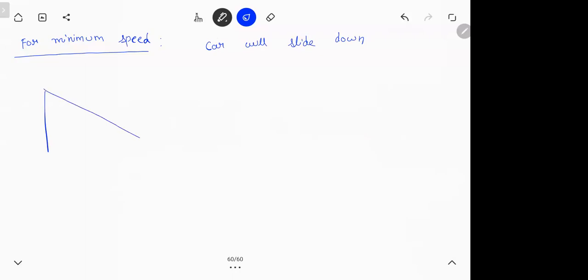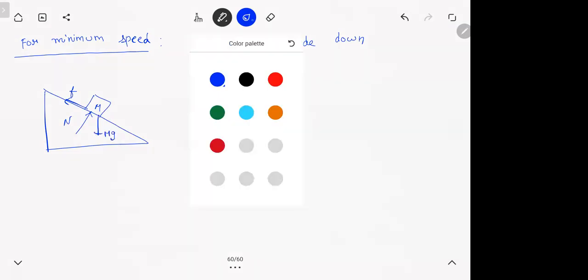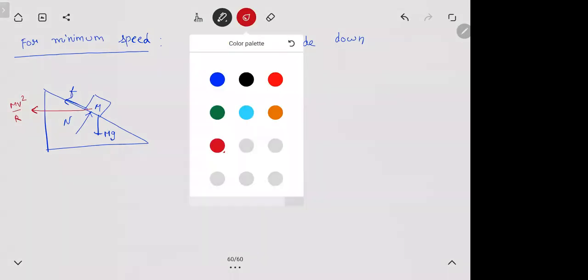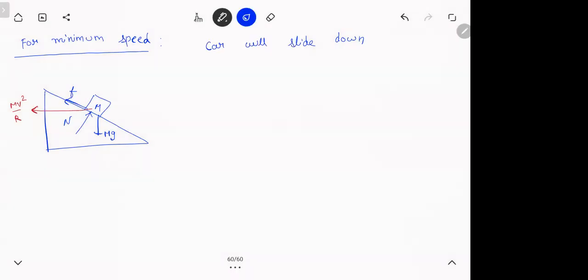Now when you draw the FBD, what are the forces? Normal reaction, friction will be up, mg will be down. The centrifugal force will be away from the center. If you see, I'm drawing it with a different color or a dotted line. It's a centrifugal force. It doesn't exist. Only for problem solving we can use it.